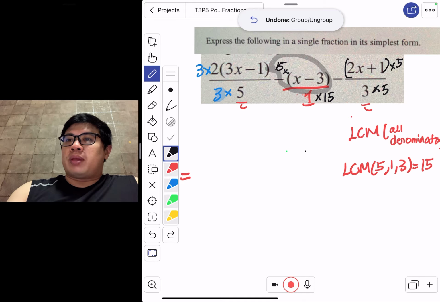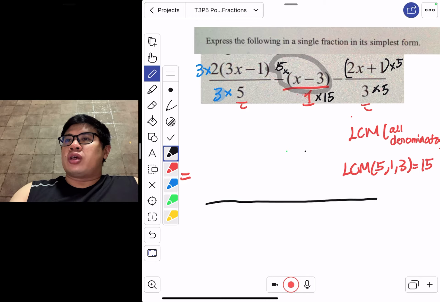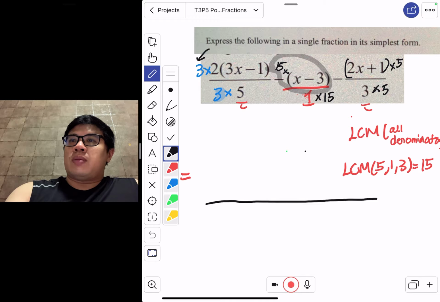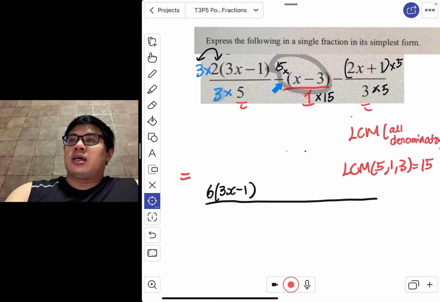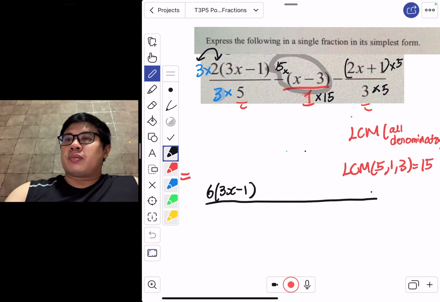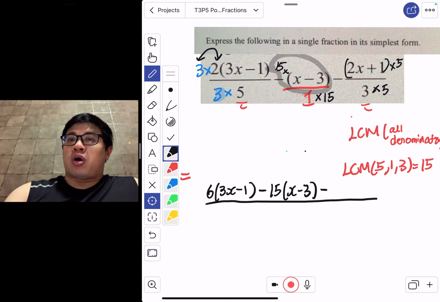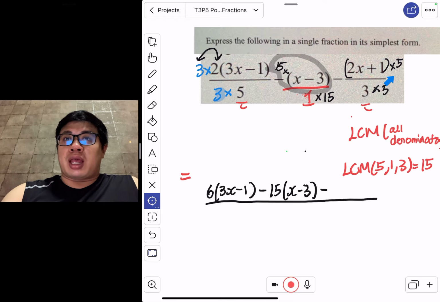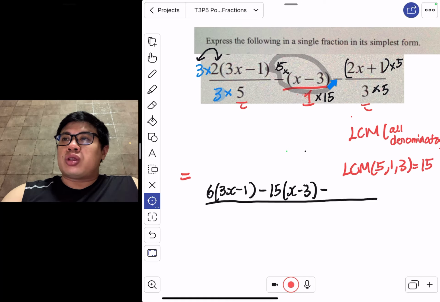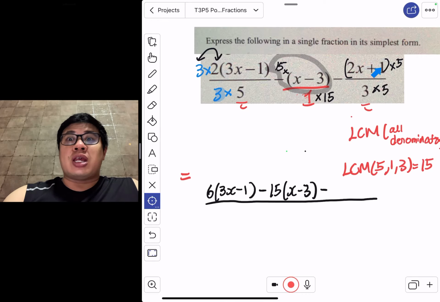Let me just write it properly. So the fraction here: 3 multiplied by 2 gives me 6 multiplied by 3x minus 1. There's a minus sign here. 15 bracket x minus 3. So I minus 15 bracket x minus 3. Just be careful to keep the brackets on, because around every fraction there is an invisible bracket that you must monitor. Do not write minus and then this one becomes plus. It's actually a minus sign.